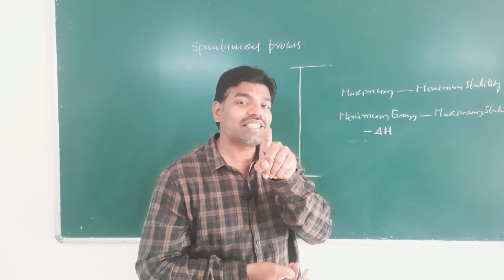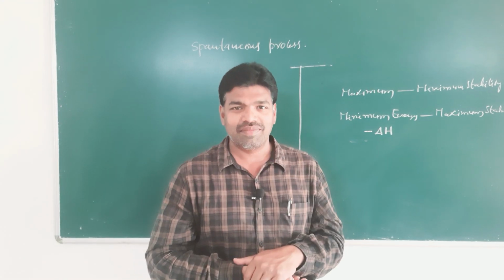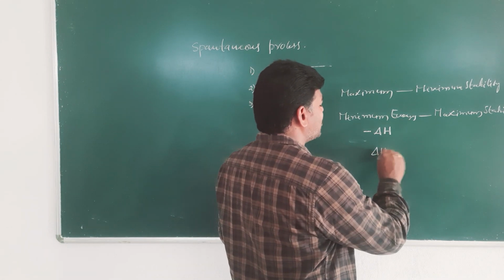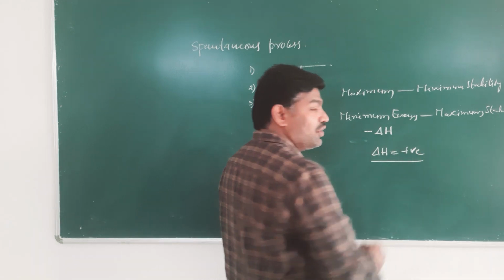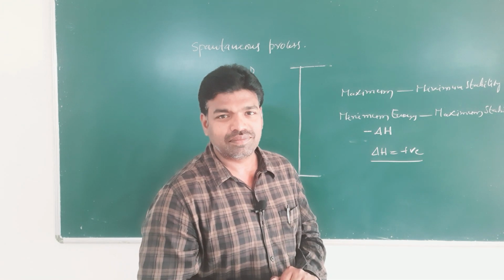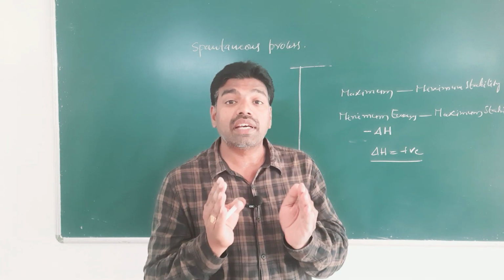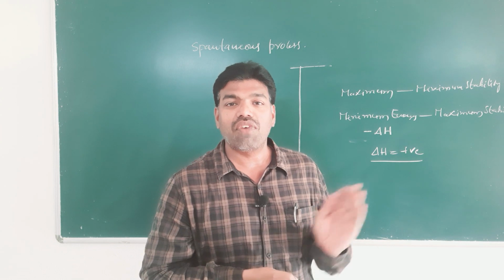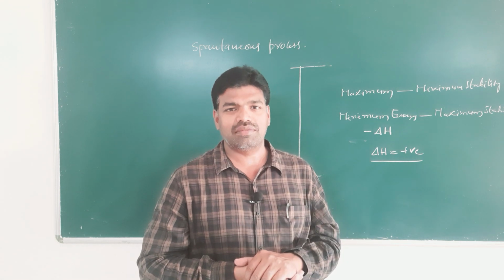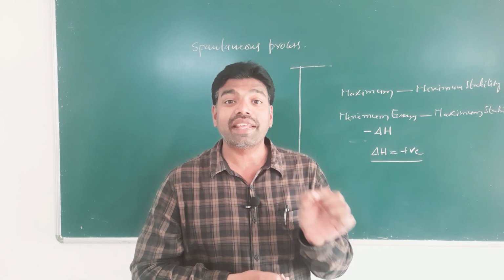But there are some processes which occur spontaneously even though the delta H values are positive. Even though delta H values are positive, that process takes place spontaneously. What are the examples? The best example is evaporation of water in the lake or in the pond. This is the general observation.